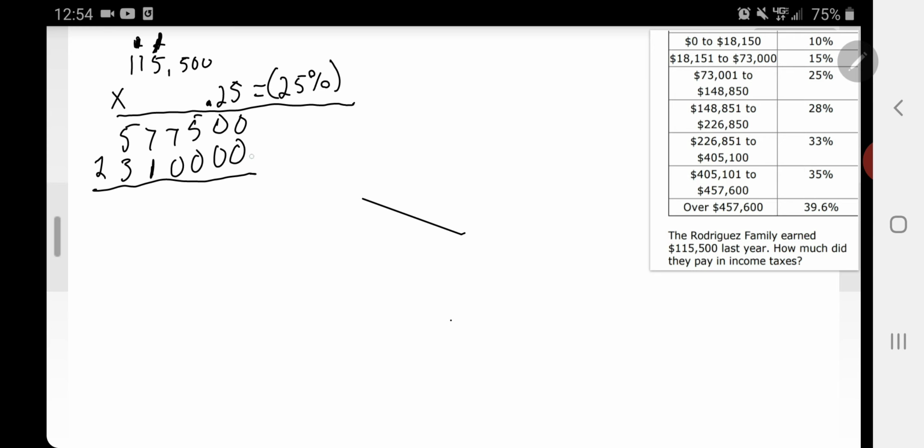So let's add up those numbers. 0 plus 0 is 0. 0 plus 0 is 0. 5 plus 0 is 5. 7 plus 0 is 7. 7 plus 1 is 8. 5 plus 3 is 8. And of course, just bring the 2 down. No decimals, but we got 2 right here. A decimal 2 numbers after. So we're going to take it in 1, 2. So it looks like the Rodriguez family will be paying $28,875 in their income.